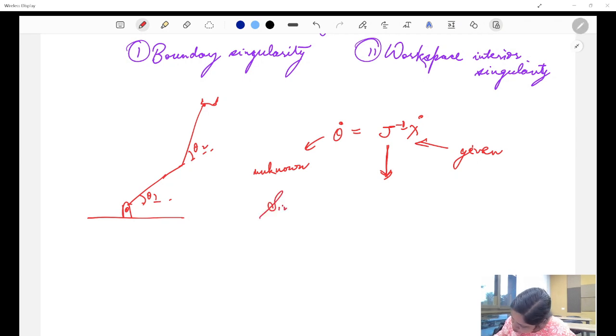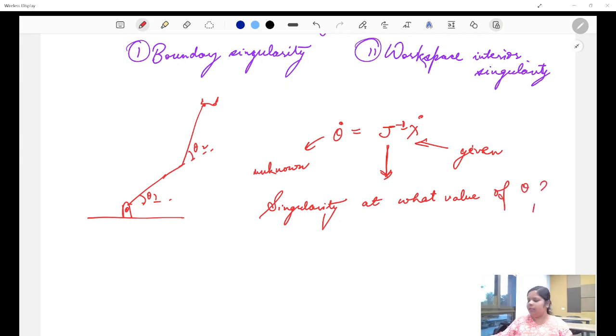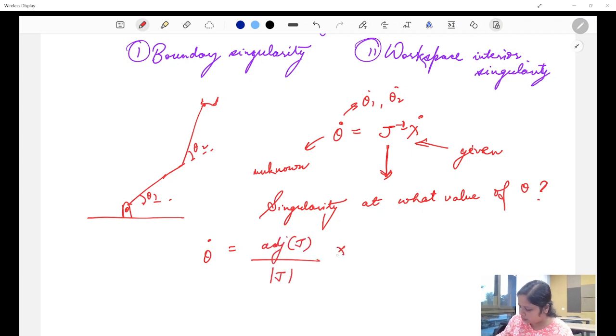So let's say I want to know the singularity: at what value of theta is it actually going to be singular? It can be theta 1, it can be theta 2. You understand by this theta dot, right? It contains both of them, theta 1 dot and theta 2 dot. So if I want to find when it would be singular, what I actually want to find is theta dot equals adjoint of J upon determinant of J, into x dot.